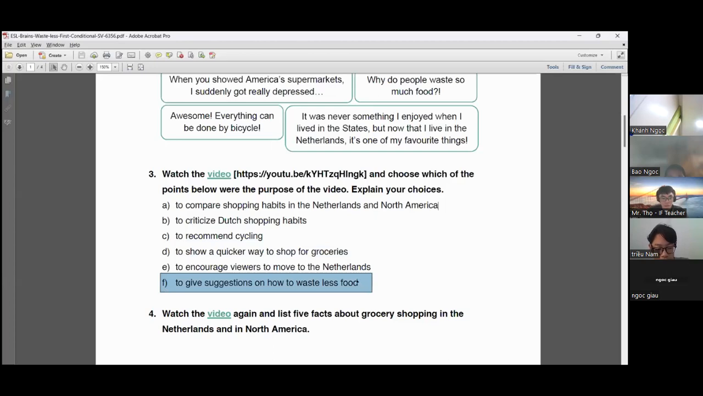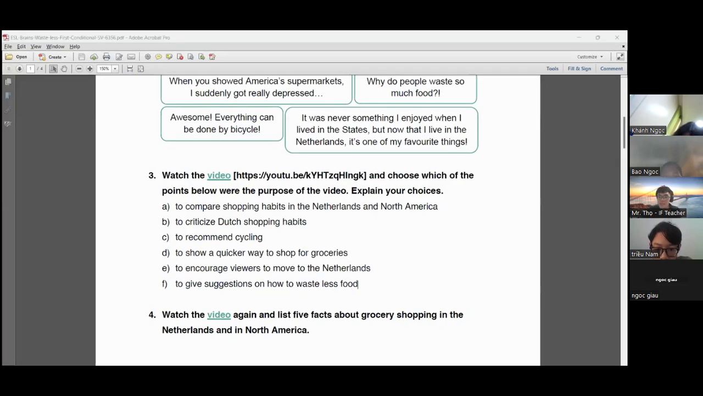Yeah. So we have, I would say three, because I'm not really sure about recommending cycling. I would agree that there are three main points of the video. First is to compare shopping habits in the Netherlands and North America. The second is to show a quicker way to shop for groceries. You don't have to go to a supermarket once a week. You should just go to a local grocery store every 1 or 2 days. And the last main point is to give suggestions on how to waste less food.